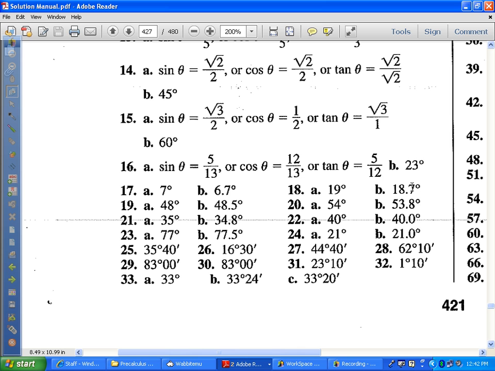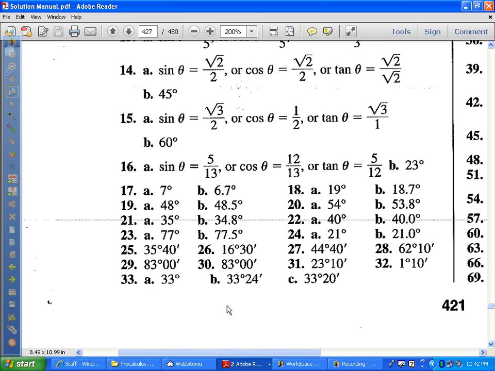18, 19 degrees and 18.7 degrees. 21 is 35 and 34.8. 24 is 21 and 21.0. Do you have to have that 0.0 in Part B? Yes, they asked for the nearest tenth, so we've got to show that place. 27 is 44 degrees, 40 minutes. 30, one of two answers you can have. The better answer is 83 degrees, 0 minutes, but that is really the same as 82 degrees and 60 minutes, which would be acceptable.